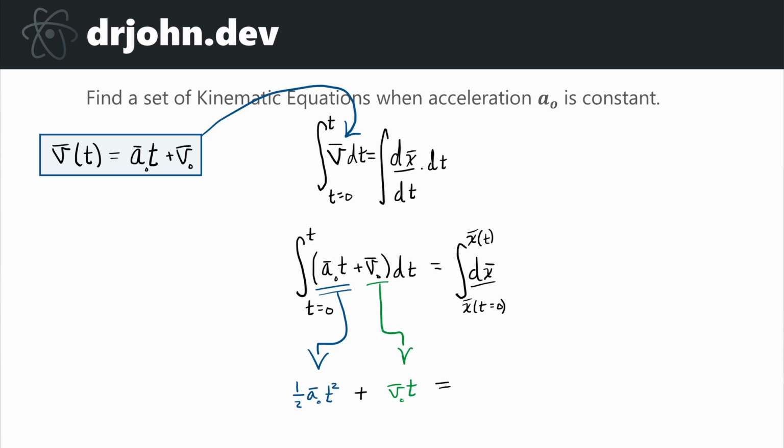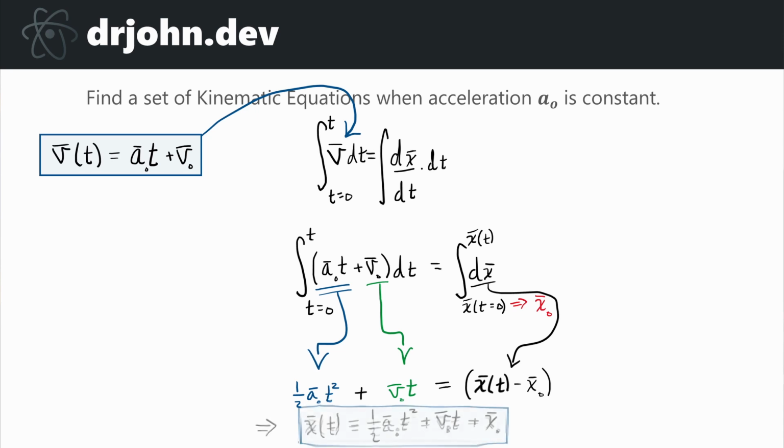Finally, the right-hand side is simply the integral over dx. The only thing to note here is that we can define the limit of integration, x at t equals 0, as simply x0, similar to how we defined v0. This can be thought of as an object's initial starting position. So after making the substitution, this integral simply evaluates to x of t minus x0. So bringing everything together now, we can solve this expression for x of t. This brings us to our second kinematic equation, which is x of t is equal to 1/2 a0 t squared plus v0 t plus x0.